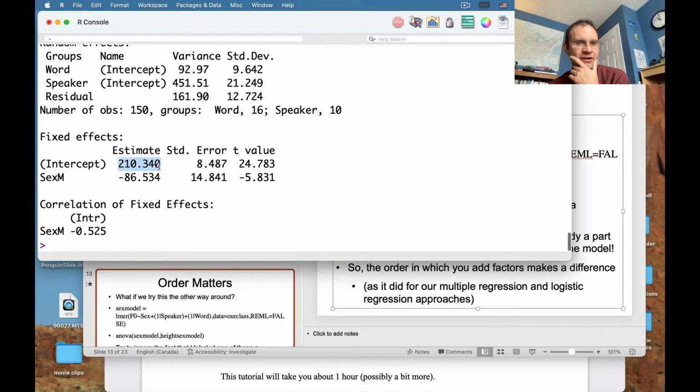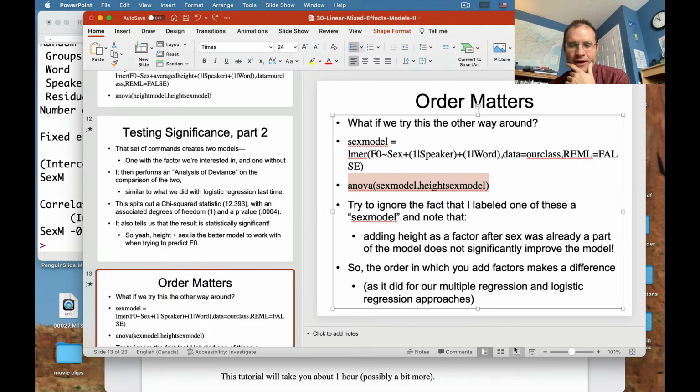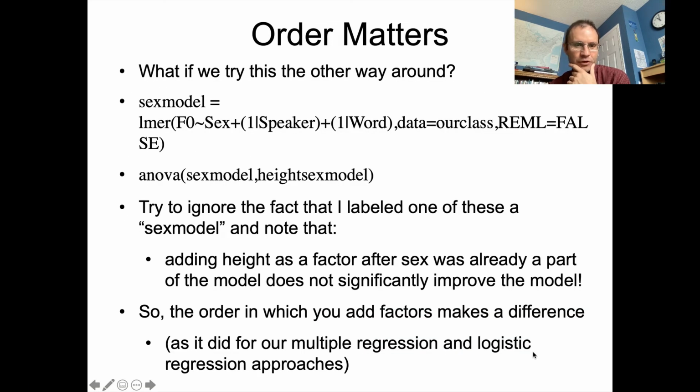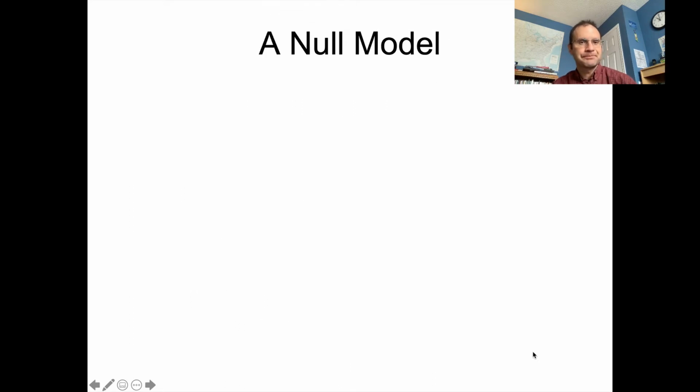It's better to just stick with this, right? Okay, that's the idea. And one of the points I want to make on top of that is that the order in which you add factors makes a difference, just like it did for the multiple regression and logistic regression approaches. The amount of variance you're able to account for when you add a new factor into the model depends on how much you were starting with, basically. That's how these things get interpreted.